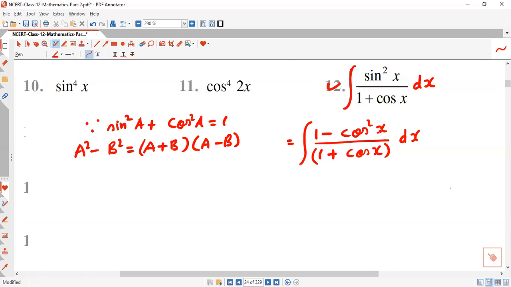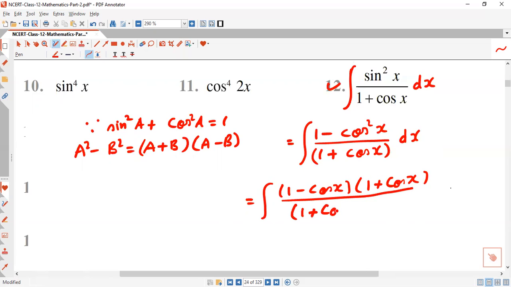Taking the upper side, a square minus b square, it becomes 1 minus cos x multiplied by 1 plus cos x divided by 1 plus cos x dx. So 1 plus cos x and 1 plus cos x will be cancelled out, and the expression becomes 1 minus cos x dx.